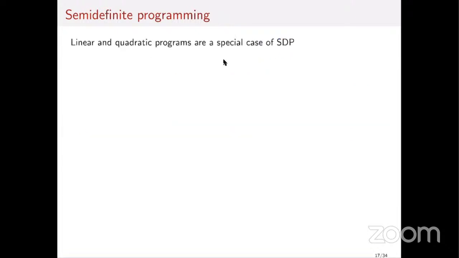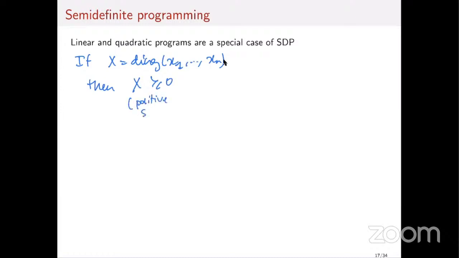Why are linear programming and quadratic programs a special case of semi-definite programming? You see that if X is a diagonal matrix, then X is positive semi-definite if and only if the diagonal entries are all non-negative, which is kind of obvious. This is non-negativity in the usual sense, as a scalar.